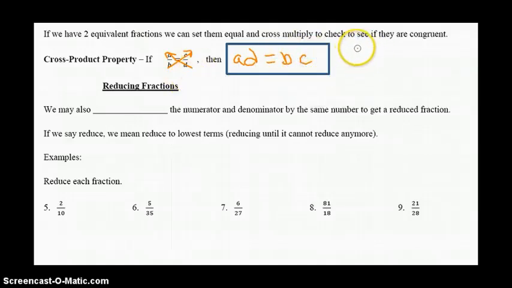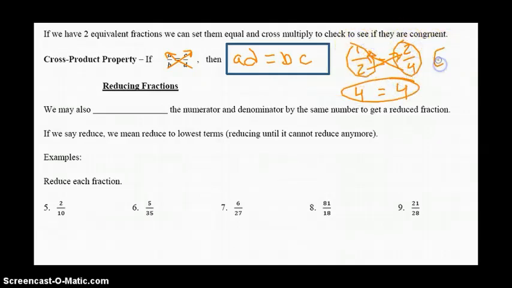So if we take an example, 1/2 should be equal to 2 over 4. Now to determine this is true, we're going to use the cross product property. 2 times 2 is 4, and then we're also going to take 1 times 4. 1 times 4 is also 4. They're equal to one another, so therefore 1/2 and 2/4 are equivalent fractions. Questions? All right, moving on.